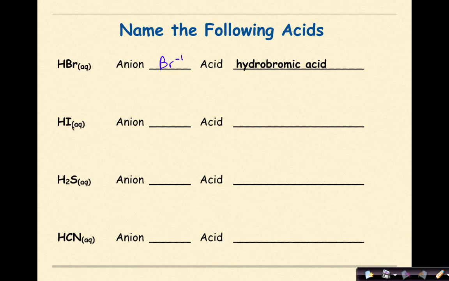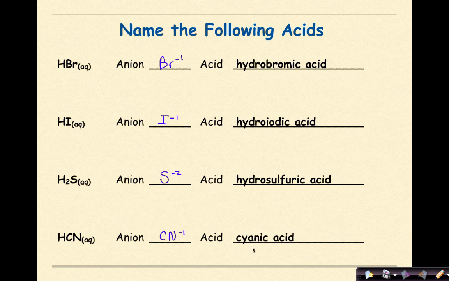For HI in an aqueous solution, the anion is I-1, and the acid here would be hydroiodic acid. H2S, the anion here is S-2, that's sulfide ion, and that's going to be hydrosulfuric acid. And finally, HCN, aqueous. The anion here is going to be our cyanide ion, CN-1, and the acid name here is hydrocyanic acid. So those are some examples of how to name acids.